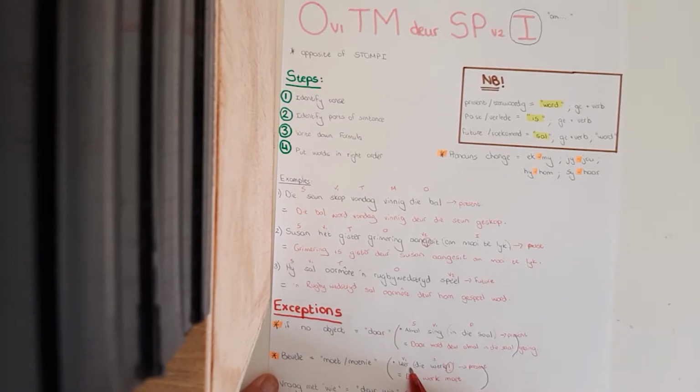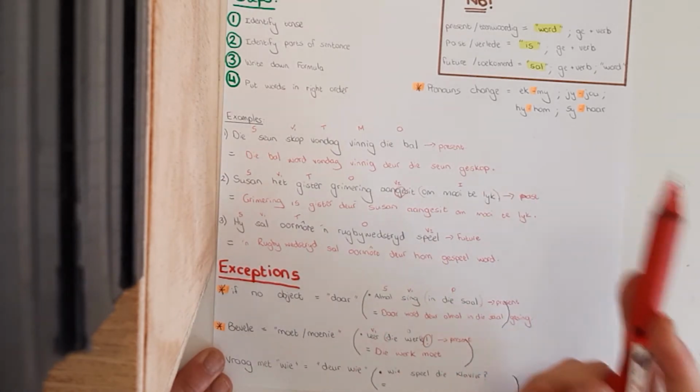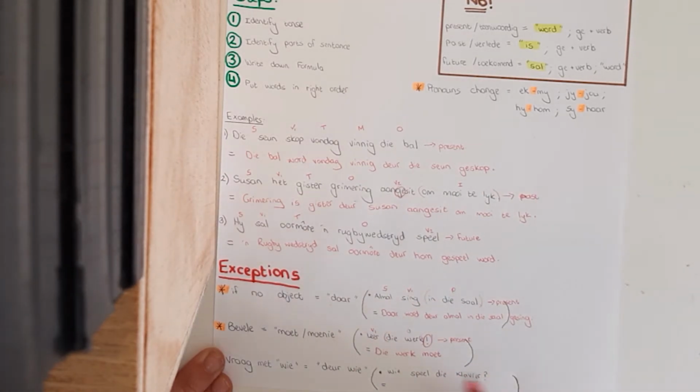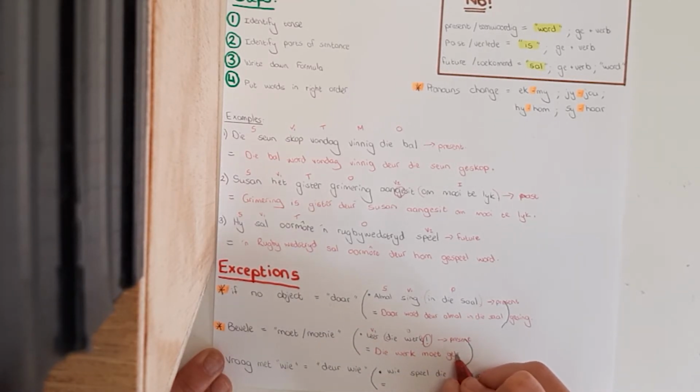In this case, they are telling you you must do your work. Leer die werk. Therefore, we're going to put in moet. And that's going to become your verb 1. There is no subject, there is no place. So you're just going to say die werk moet. You're going to add a ge to your verb 1. Geleer.